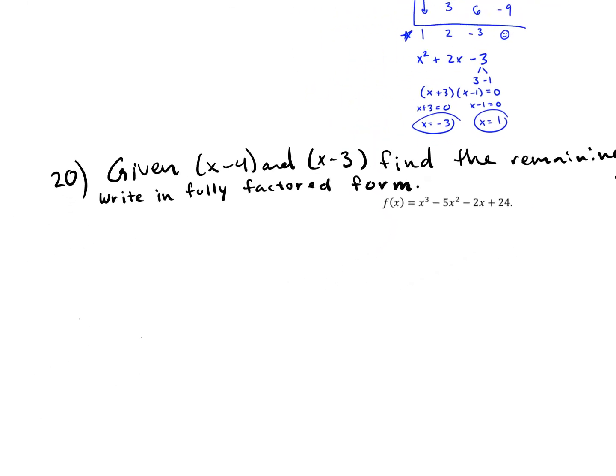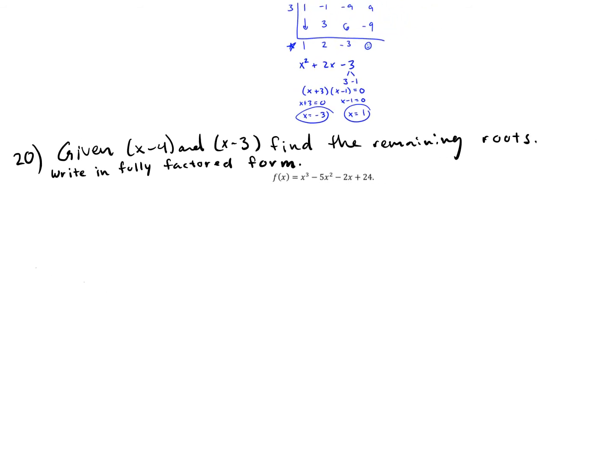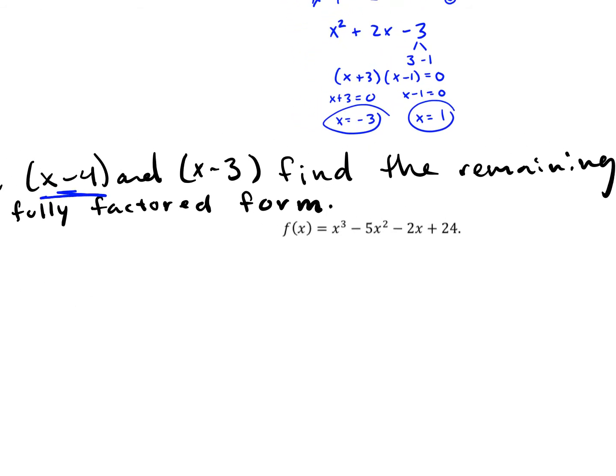All right, 20. Given x minus 4 and x minus 3, find the remaining roots, write in fully factored form. So I know that these two are zeros, so I need to find the remaining. So I just want to factor this to get it smaller. What I could do is just take one of these zeros and use synthetic division and find what the remaining are, or I could FOIL these out and then use long division to divide, but synthetic division is a lot easier, so we'll do that.